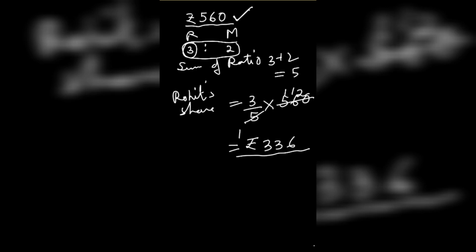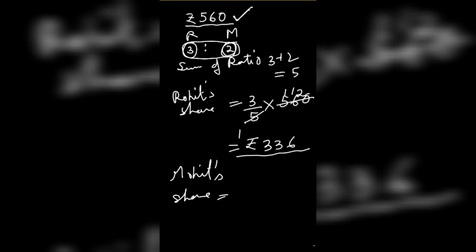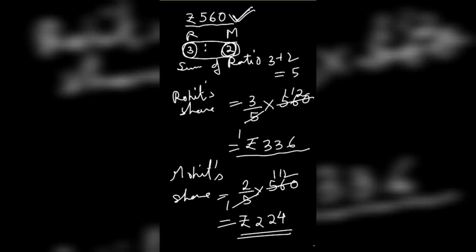In the same manner, let me calculate Mohit's share. Now Mohit is how much? 2. So he gets 2 out of 5, and the total amount is how much? 560. So I will multiply with 560. Again 5 1s are 5, 5 1s 1 1 2. If I multiply 2 by 112, I get rupees 224. So this is the value of Mohit and this is the value of Rohit.